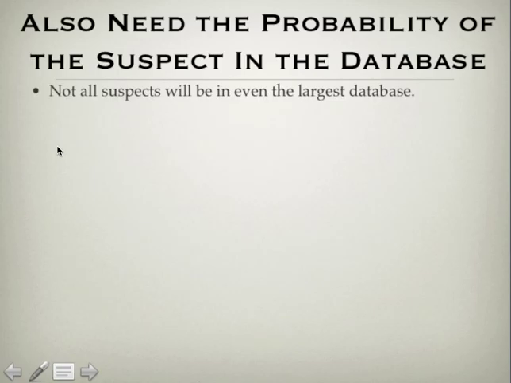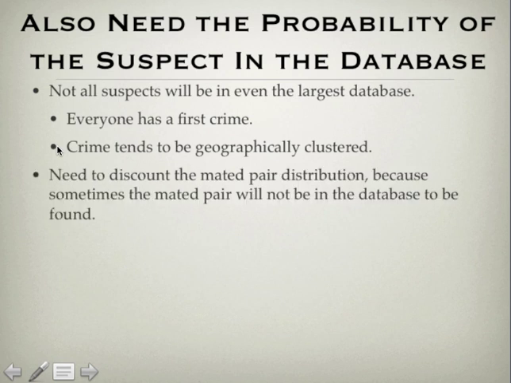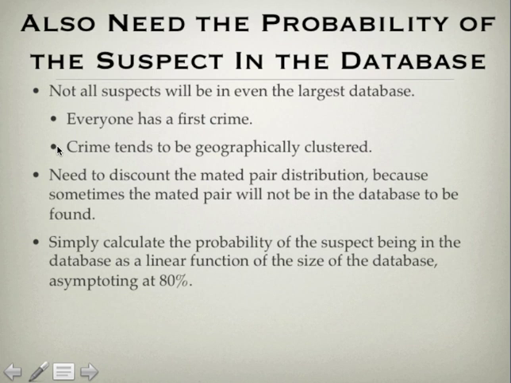We also need the probability of the suspect being in the database, because not all suspects will be even in the larger database. Everyone has a first crime, and crime tends to be geographically clustered. So we need to discount the mated pair distribution because sometimes the mated pair will not be in the database to be found. So to do this, we're going to simply calculate the probability of the suspect being in the database as a linear function of the size of the database. And we'll just asymptote this at 80%. You can use other functions too that are a soft asymptote. Doesn't really matter. It just has to grow monotonically with the size of the database, close to linear growth.